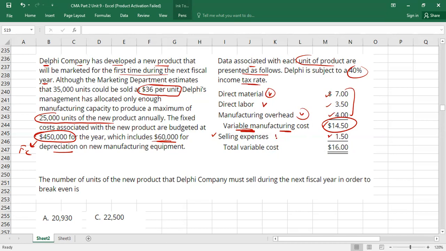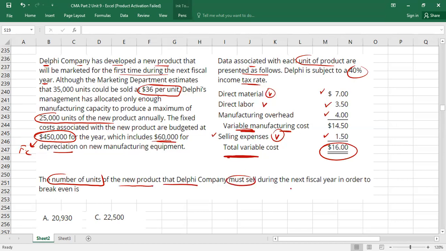I'm assuming it is also variable. Why am I assuming? Because here he told you total variable cost. When he made the total of all, he got 16. Total of all what? All costs here, 7 plus 3.5 plus 4 plus 1.5, so it is going to be 16. So it includes production and non-production, both variable cost. So what is the question here? You have to calculate the number of units of new product that Delphi company must sell during next fiscal year in order to break even. The question is about units, so you have to calculate break-even point in units.